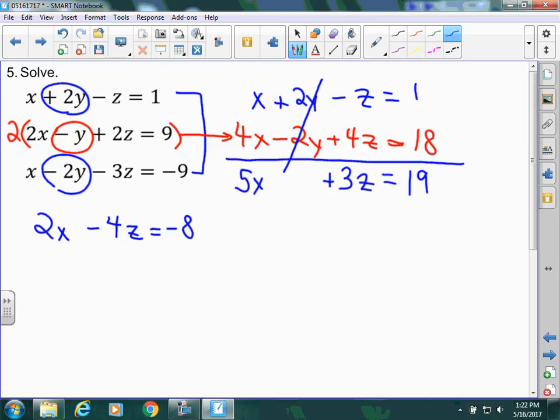Okay. So now my goal is to get one of these other ones to cancel out. And I'm kind of looking at this 3z, and I'm looking at this minus 4z, and I think if I made them both 12 and they have different signs, they would cancel again, right? So to make the 3 into a 12, I'm going to multiply the whole thing by 4. So 4 times 5 is 20x. 4 times 3 is 12z. 4 times 19 is 76.